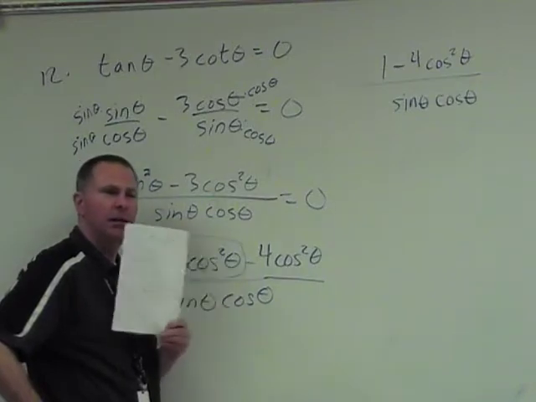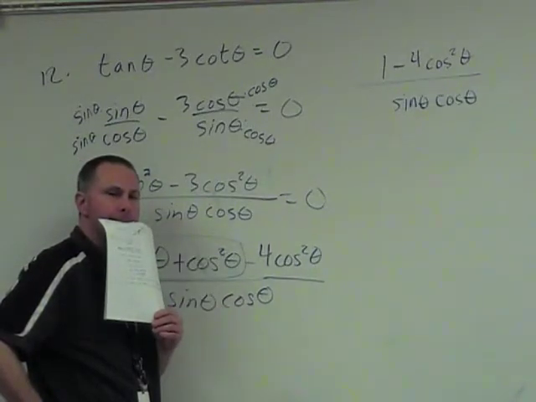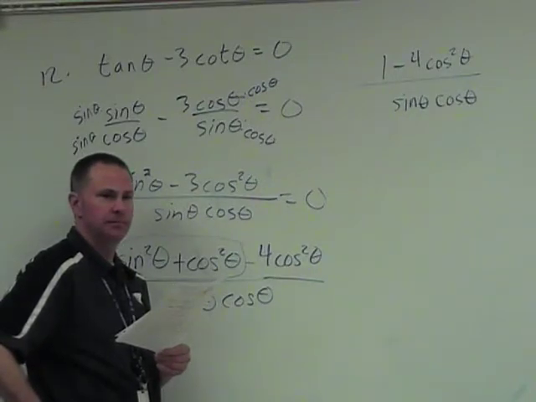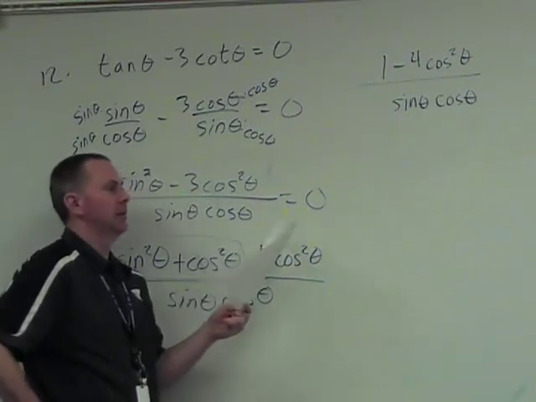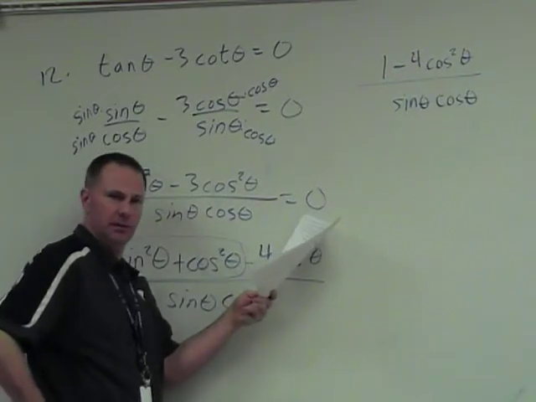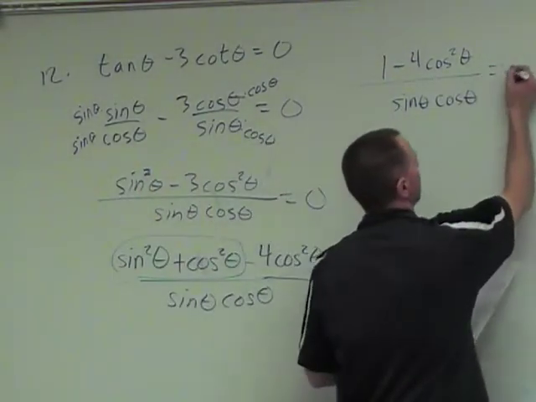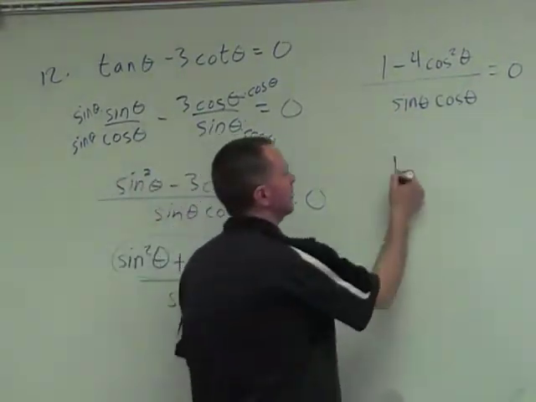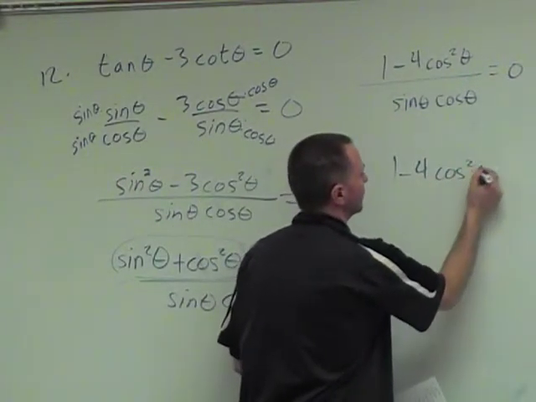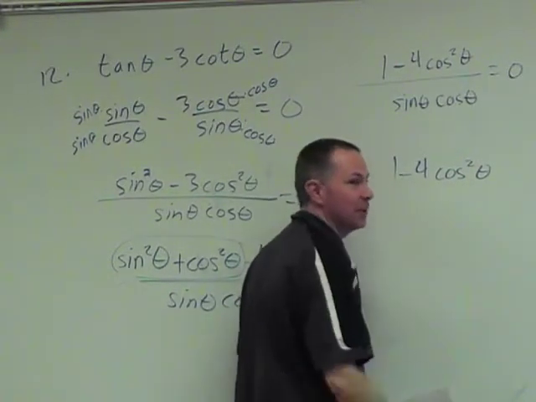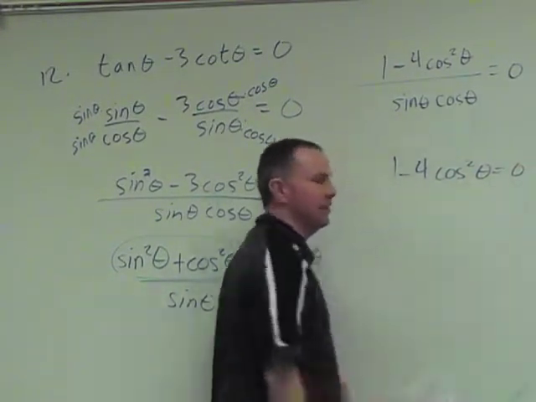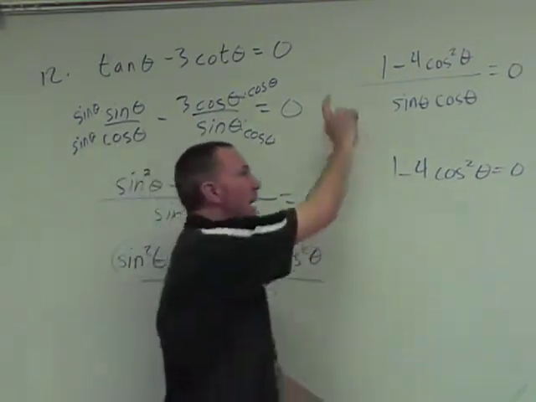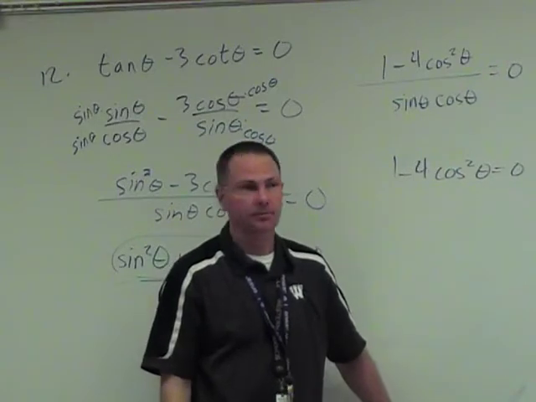What's it equal? Zero, right? Well, in order for this to be 0, 1 minus 4 cosine squared of theta must be 0. Doesn't matter what the denominator is, the denominator can't be 0. But the top must be 0.